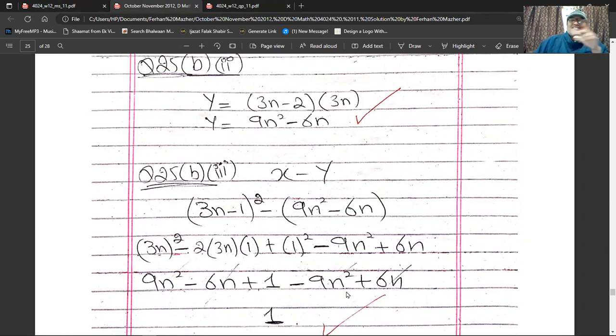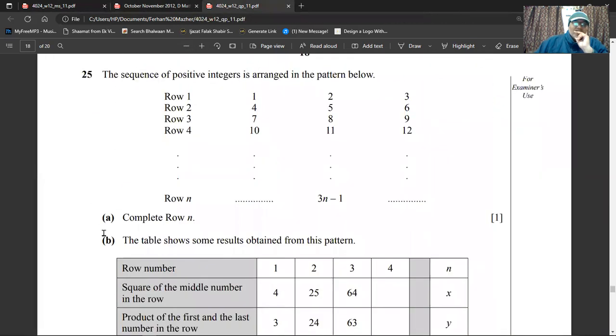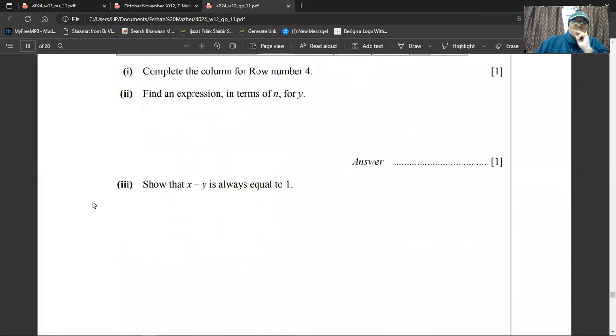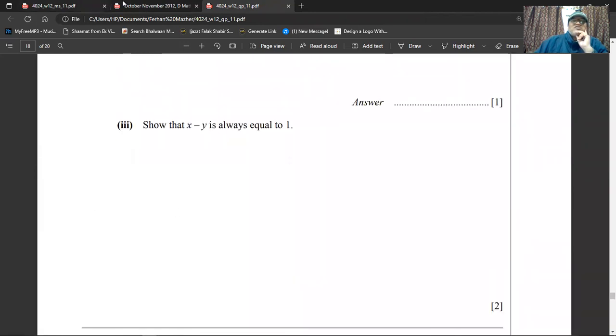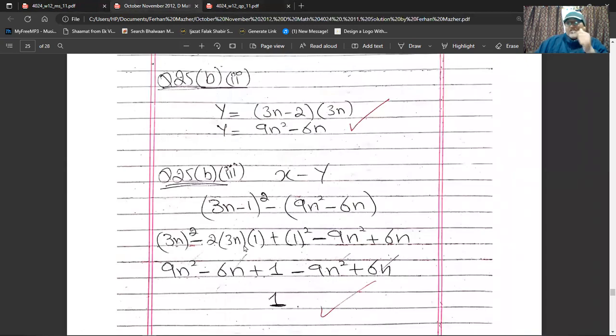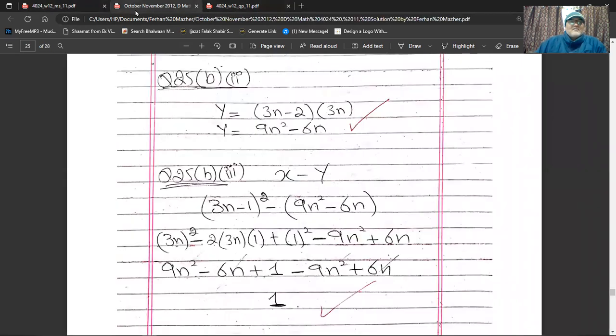And this will be minus 9n square plus 6n. This and this is gone, this and this is gone, you're left with the 1. So this was what they have asked you to show. They asked you to show that this x minus y is always equal to 1. That was a 2 marks question. This is how you do this. So our answer is right.